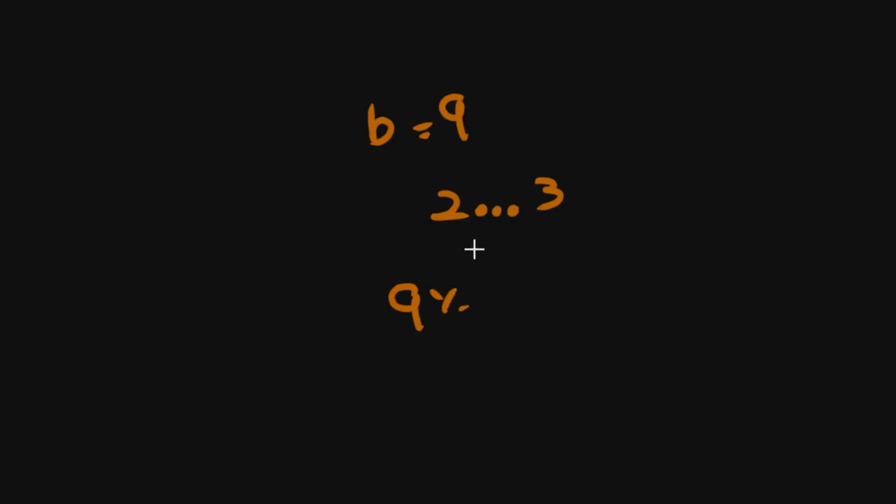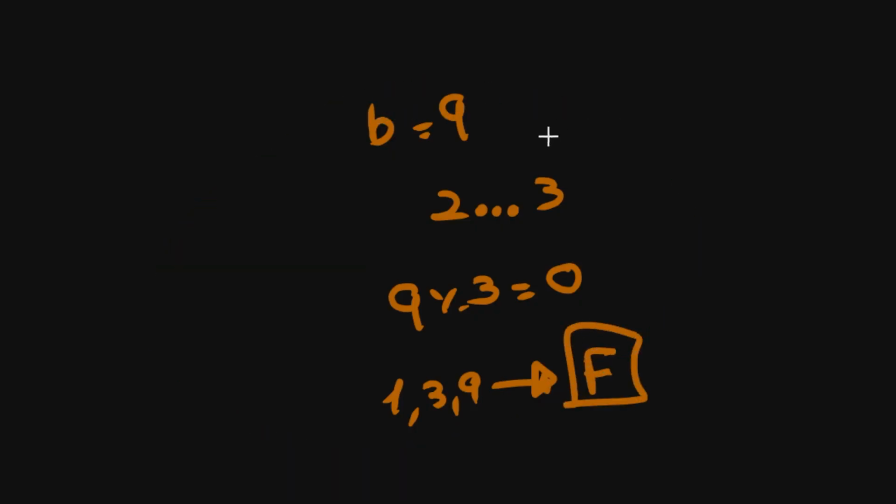So now we can try the next number in this range, which is 3. And 9 modulo 3 is equal to 0. This means that 9 is divisible by 3. So now 9 is divisible by 1, 3, and 9. And prime numbers are only divisible by 1 and themselves. So given that 9 is divisible by 3 numbers, at this point we can return false right away.